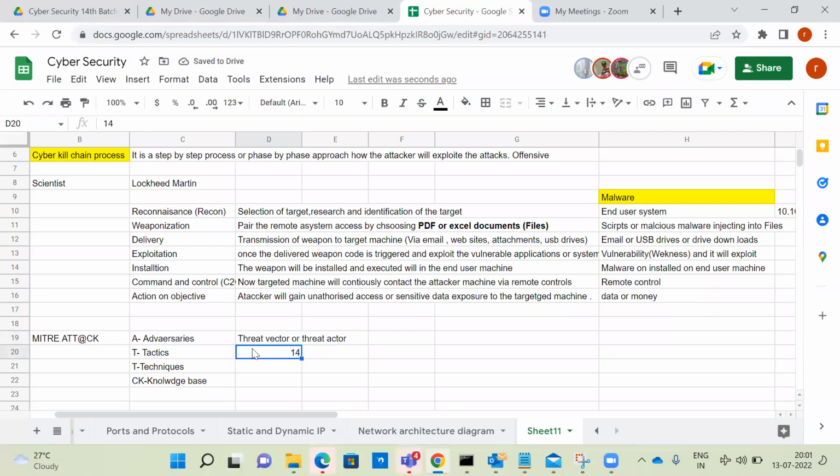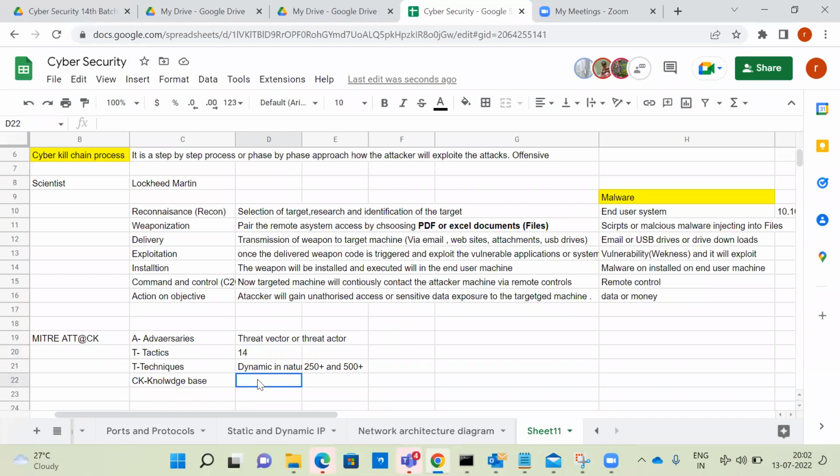So there are 14 tactics the attacker will use. Techniques are dynamic in nature. They are not constant. So far I think there are 500 plus techniques. Initially it showed only 250 plus, and now it is 500 plus techniques the attacker is using. So the 14 tactics the attacker uses are subdivided into 500 techniques.